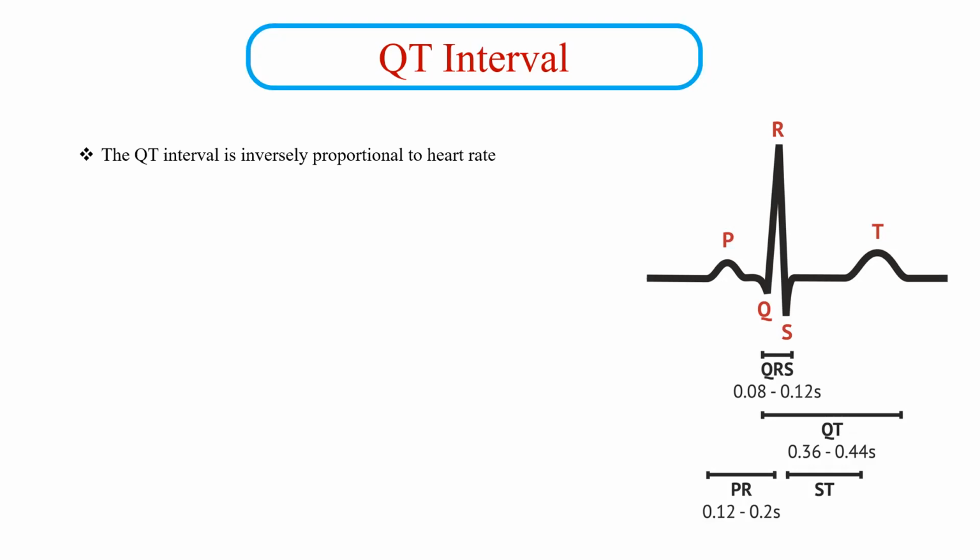Now, when we are measuring the QT interval, this is important. Why do we have to measure the QT interval? Because if the QT interval is prolonged, especially if it is more than 500 milliseconds, this will increase the risk of torsade de pointes. So we have to keep an eye on the QT interval all the time.